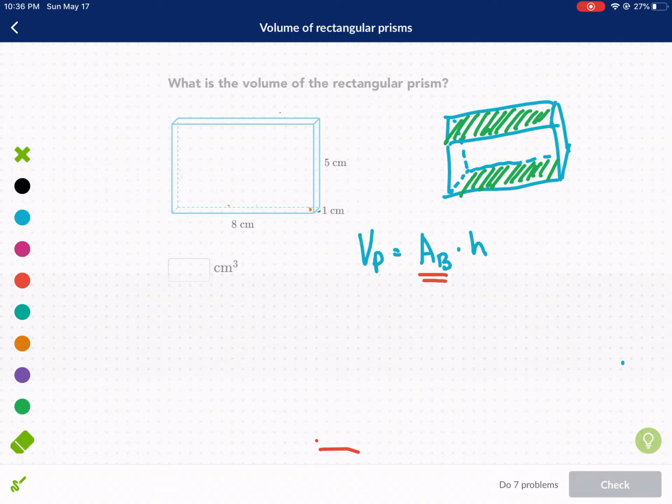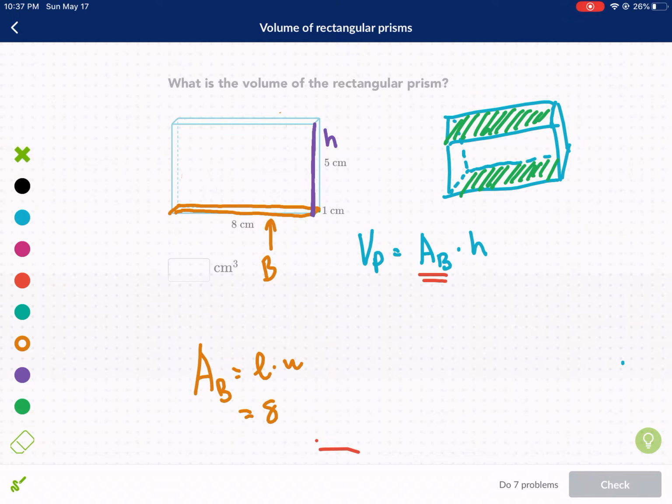So let's go ahead and pick, I don't know, 8 by 1 as our base. This small skinny rectangle, 8 by 1, is going to be our base. Now our height needs to connect the two bases, so this purple line we'll call our height. Our height is going to be 5, and then our base is this guy. Let's calculate the area of the base. Because it's a rectangle, we're going to use length times width. So we use our length, 8, times width, 1, which is 8.